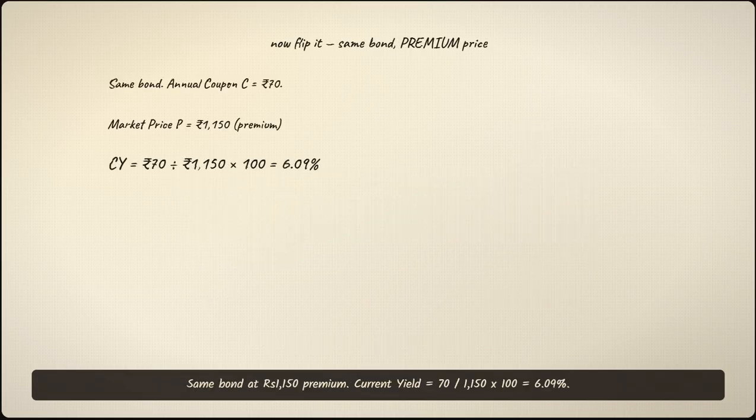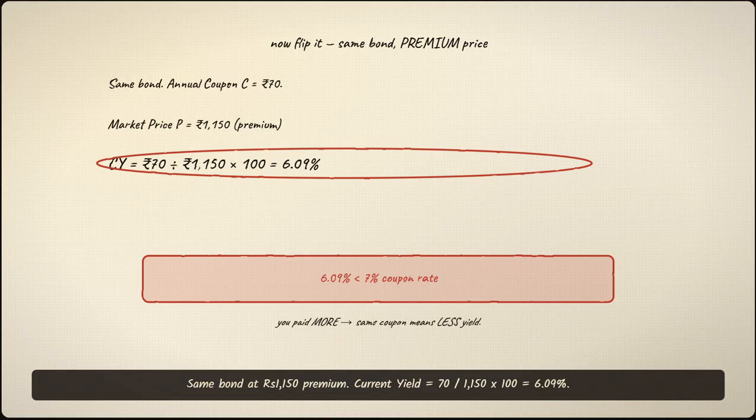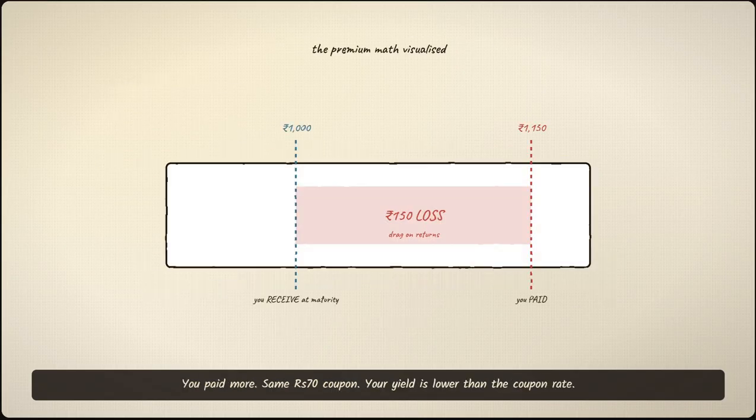Now flip it. Same bond, but the market price is 1150. The current yield comes up to be 6.09%. Same bond, same 70 rupee coupon. But now you're only earning 6.09% because you paid a premium.